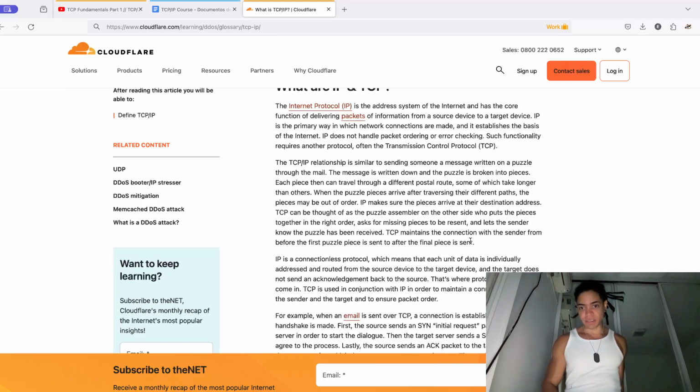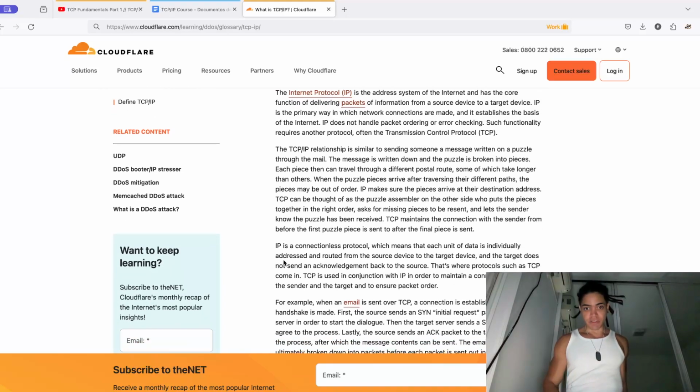TCP maintains the connection with the sender from before the first puzzle piece is sent to after the final piece is sent. IP is a connectionless protocol.